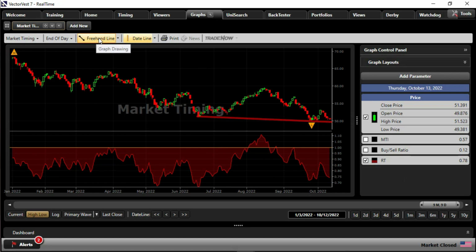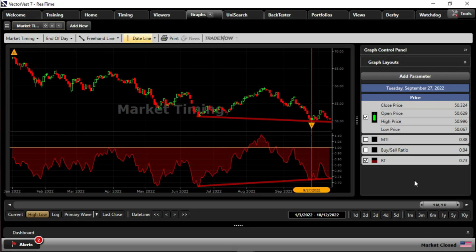So what we see here is the VectorVest composite hitting a new low, but we're seeing the opposite for the relative timing indicator. Relative timing indicator hit a higher low. So this is telling us that the bears, in this case, because this is a bullish divergence, again, bullish divergence when the market or the price of a stock, price in general, is hitting a lower low, but your indicator is hitting a higher low.